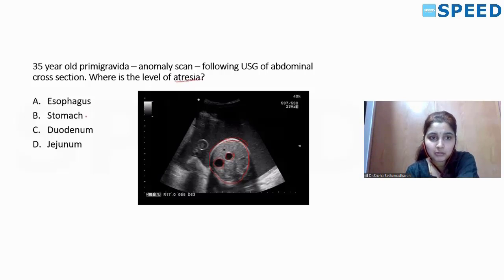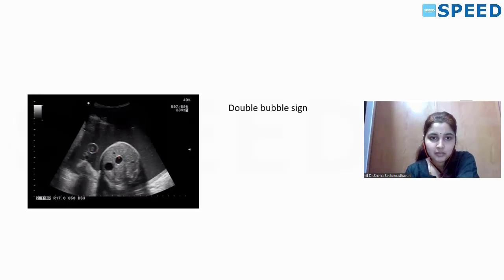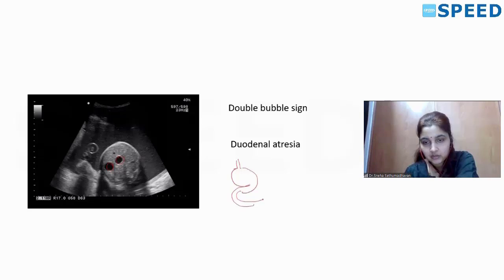The options are esophagus, stomach, duodenum, and jejunum. Now, this is called the double bubble sign, a two bubble-like structure, and this is seen in duodenal atresia because of the stomach and the duodenum. If there is an obstruction in the duodenum, it will blow up and cause one bubble, and the stomach will also blow up, will dilate. So the stomach and the duodenum dilate to cause a two bubble-like appearance.